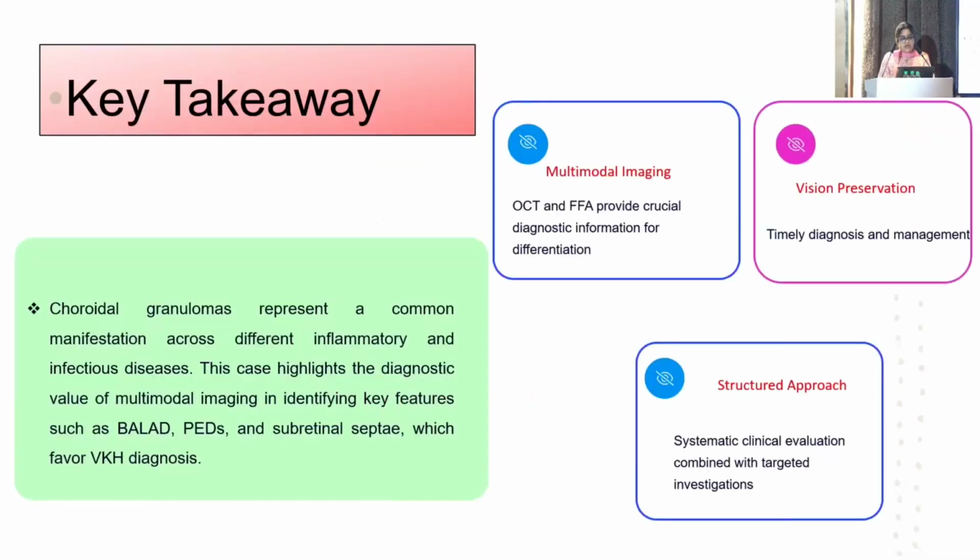Now coming to the take-home message, choroidal granuloma represents a common manifestation among different inflammatory and infectious diseases. This case highlights the diagnostic value of multimodal imaging in identifying key features such as bacillary layer detachment, PEDs and subretinal septae, which favor VKH diagnosis.